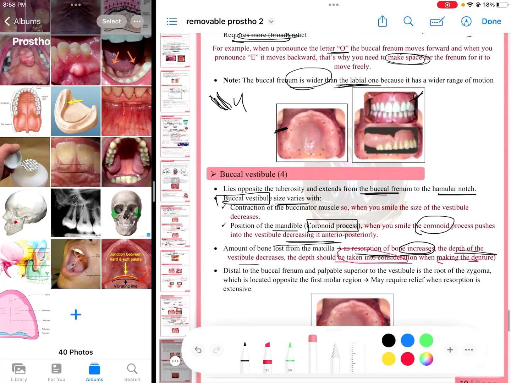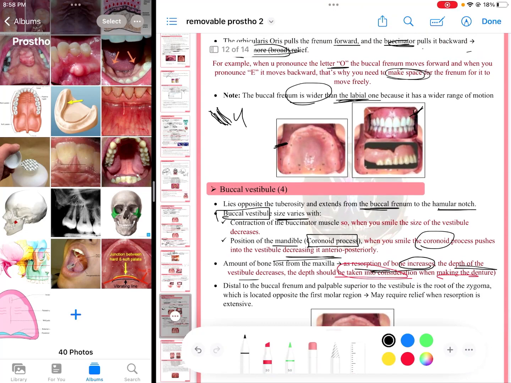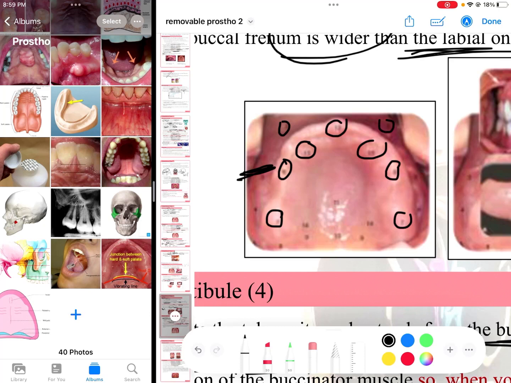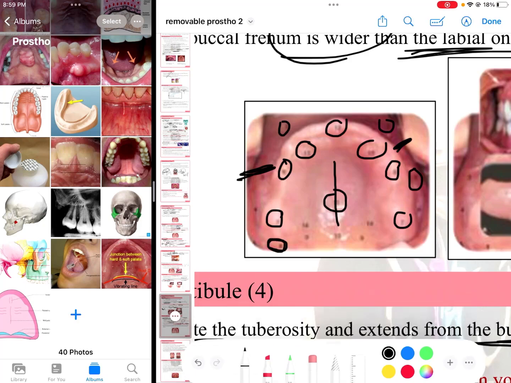Okay. Now moving to the hamular notch. Here we are continuing talking about the landmarks in the maxilla. We already talked about this picture. I know it's not clear, but we talked about this area, which is the incisive papilla. We talked about this area, which is the rugae area. We talked about this area, which is the alveolar ridge. We talked about this area, which is the tuberosity. We talked about the labial vestibule, the frenum, the buccal frenum, and the buccal vestibule. We talked about the mid-palatine raphe. So now we are going to talk about this part, which is the hamular notch.